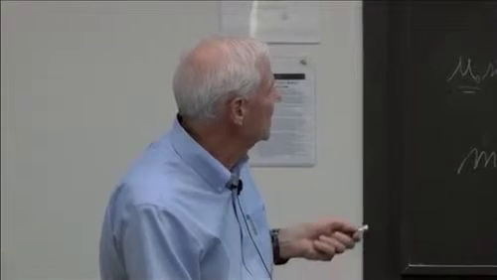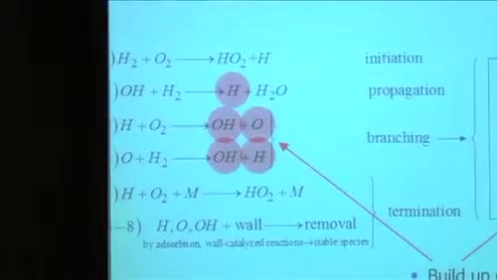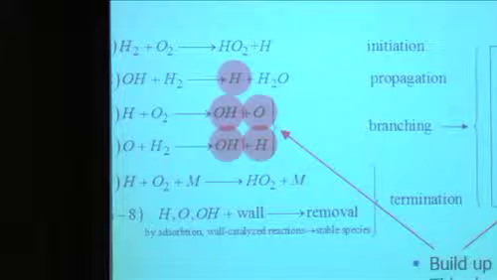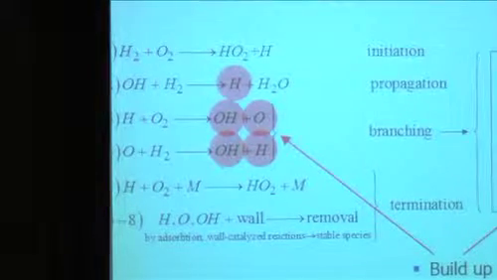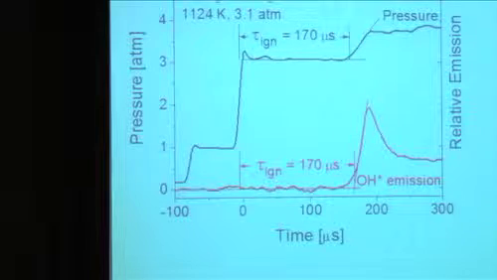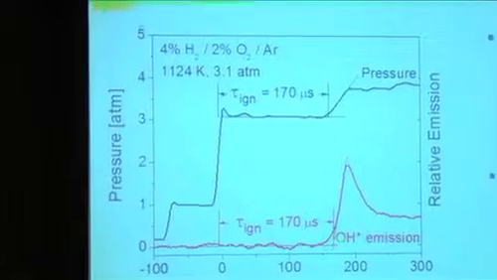So that's what happens, and that's why this reaction here, the so-called rate-limiting step, is so very important in much of chemistry. Therefore, it strongly influences the ignition delay time that we're going to measure. So this is how you would typically do this experiment. You would measure pressure, or you'd measure emission, for example, from OH.